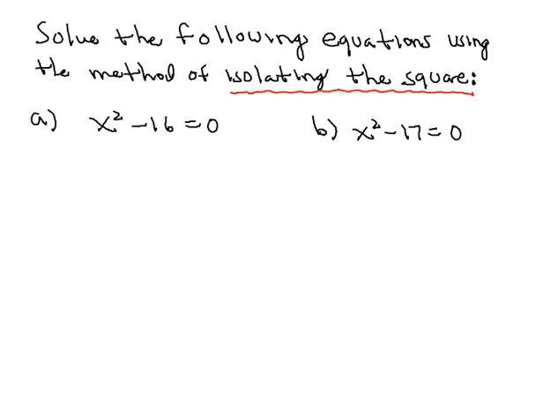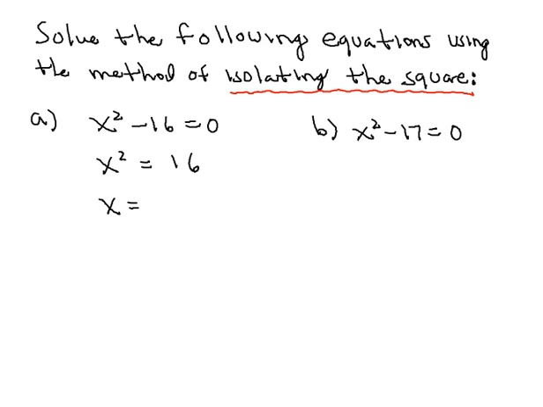So for our first example, we have x squared minus 16 is equal to 0. Now, this should look familiar to you because we solved this earlier by the factoring method. So what we'll do is to add 16 to both sides, isolating the x squared term. Now we'd like to take the square root of both sides, and the square root of x squared, I think you recall, is equal to x.